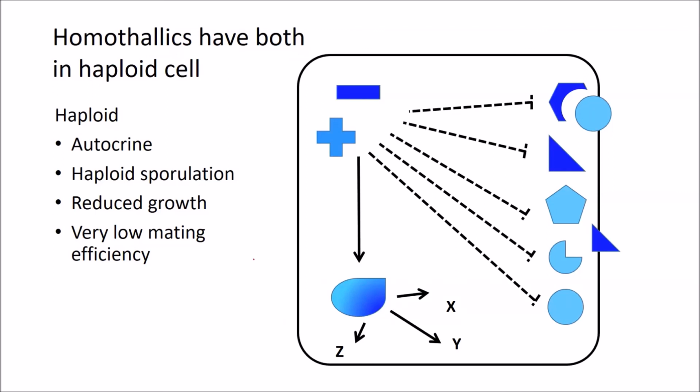And if you generate these strains artificially, this is exactly what you get. We are working at the moment with some of these artificially generated true homothallics, just putting both of these alleles in the same haploid genome, and we get a lot of haploid sporulation, very strongly reduced growth, and very low mating efficiencies. But in all of the strains where we introduce both of these, the strains are now able to reproduce by themselves.